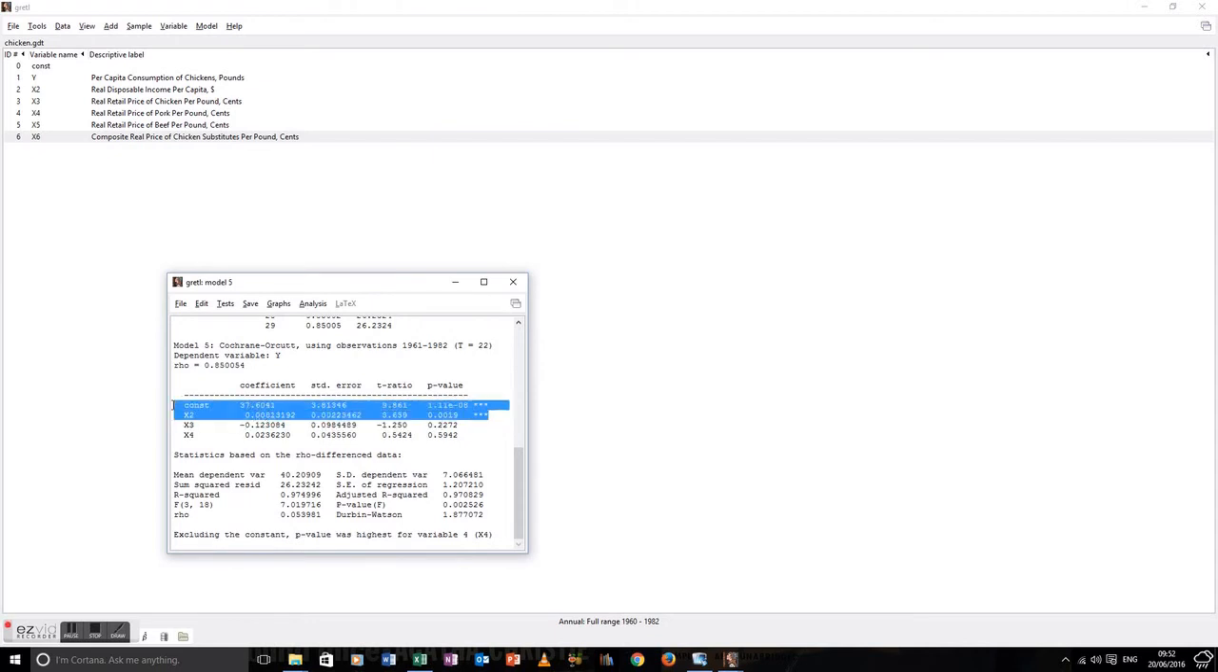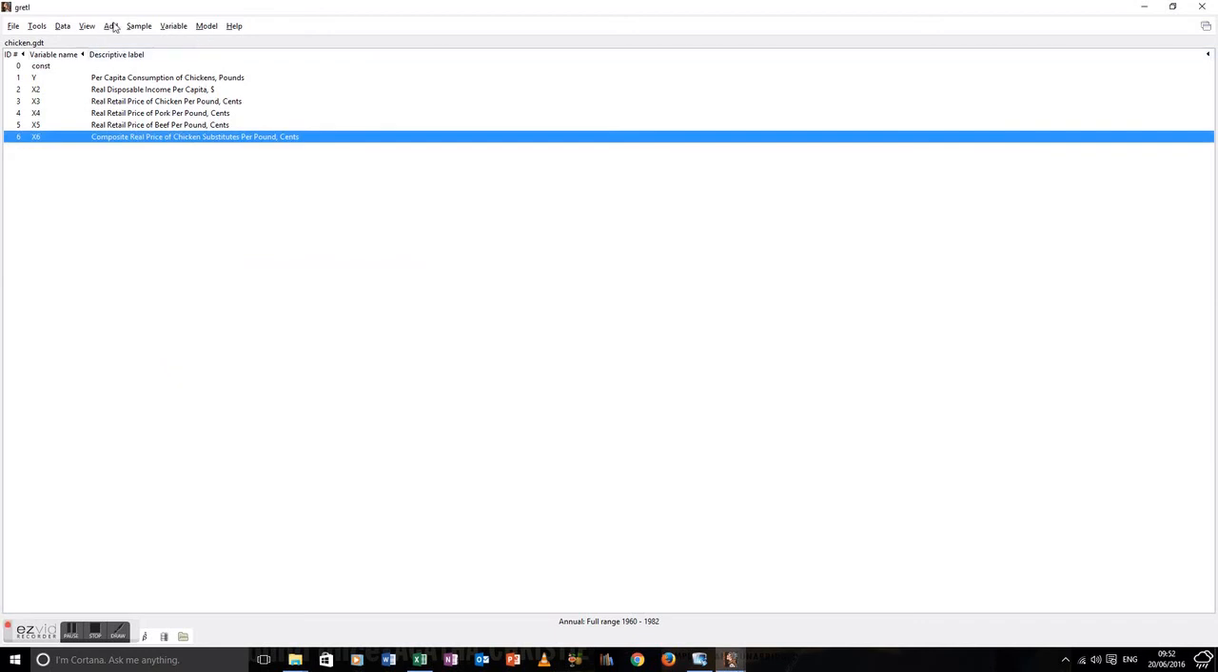Yep, we got rid of the autocorrelation problem, but now we're saying the demand for chicken is just really a function of income. The price of chicken and the price of substitutes have no effect whatsoever. That's probably not what we want from an economist's perspective. Yes, the model is better statistically, but as an economist we're going, there's a problem there.